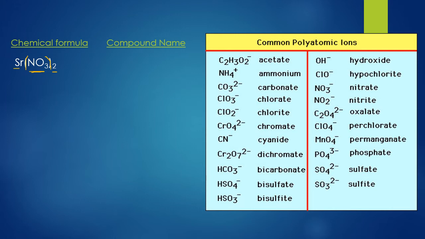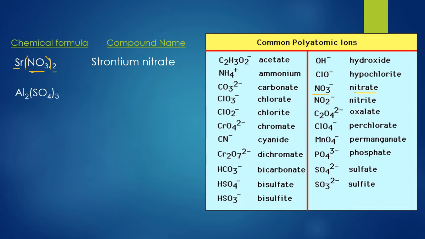Start with the metal portion, strontium. NO3 being a polyatomic we would find on the table, and NO3 has the name of nitrate. Does it matter that there is 2 of them? No, because this is an ionic compound and we're not using prefixes.